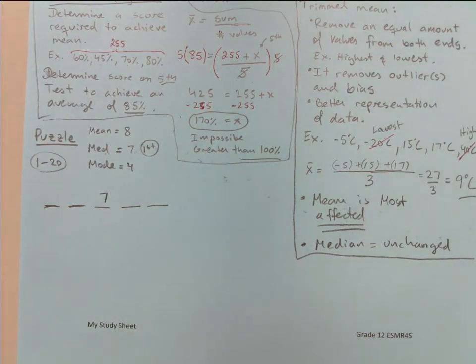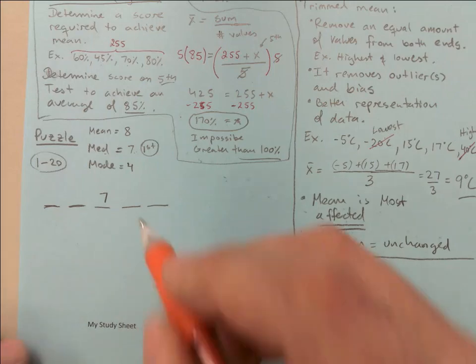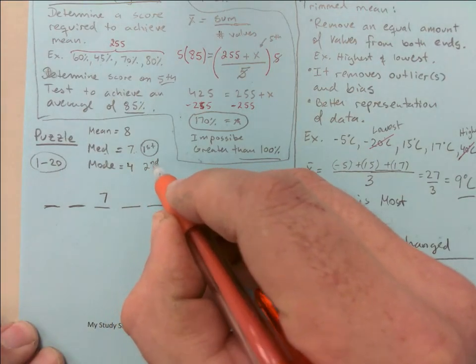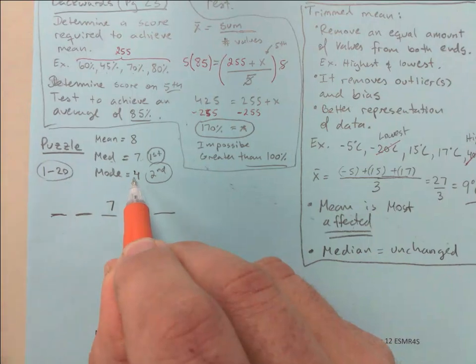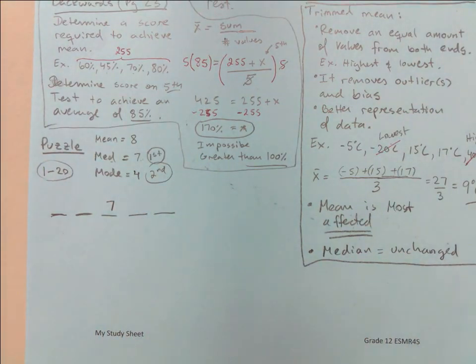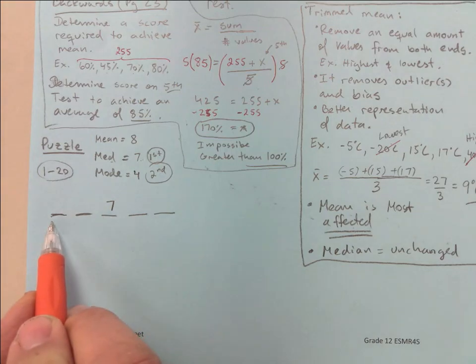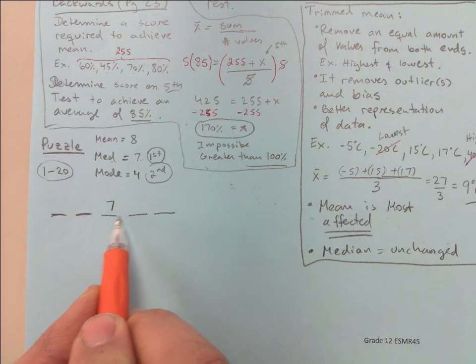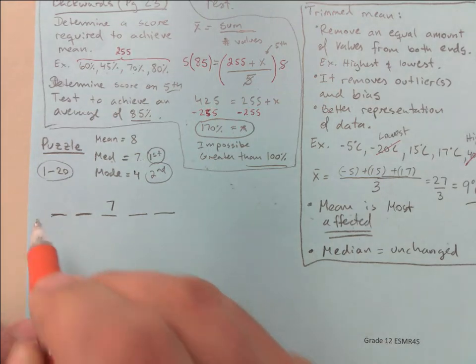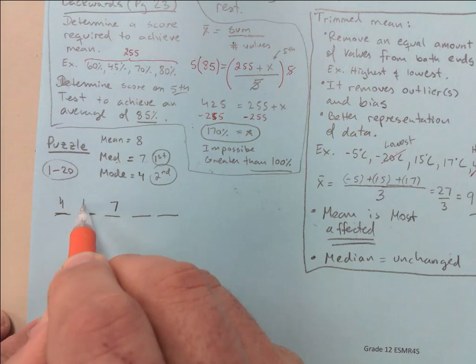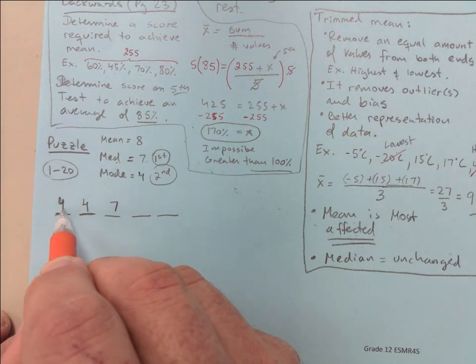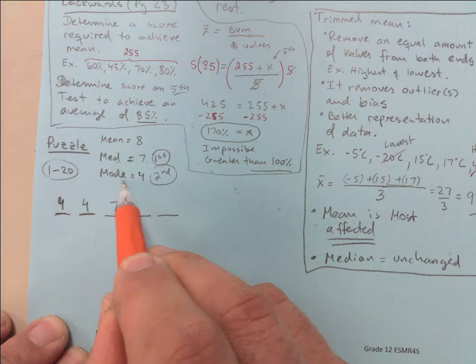The next one I would tackle is my mode. Okay, this is the second one that I tackle. Mode is what? The one that appears most often. And since this is the median, we know that to the left is our values below, to the right our values above. So this would be 4 and 4. Okay, there you have your mode taken care of.